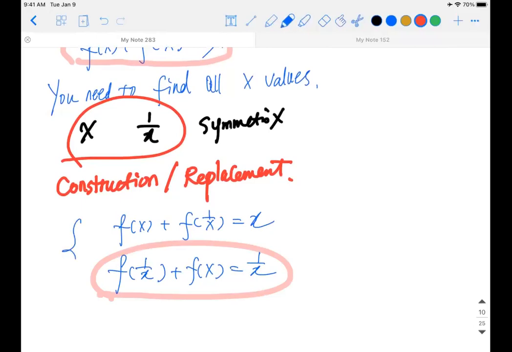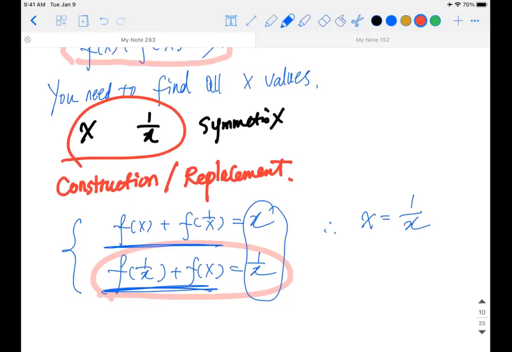Voila, check it out. You have two equations now. The left-hand side is essentially the same thing: f(x) plus f(1 over x), f(1 over x) plus f(x). And the right-hand side, one is x, one is 1 over x. Therefore, x should be equal to 1 over x. So therefore, x equals positive 1 and negative 1. That's all the potential values you can get for x.